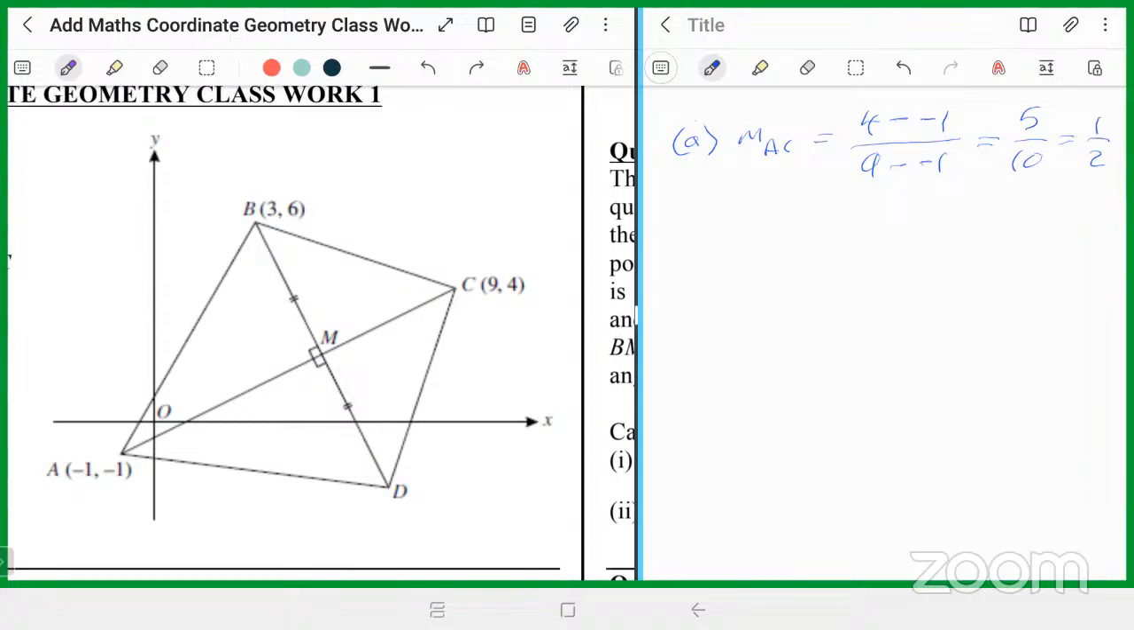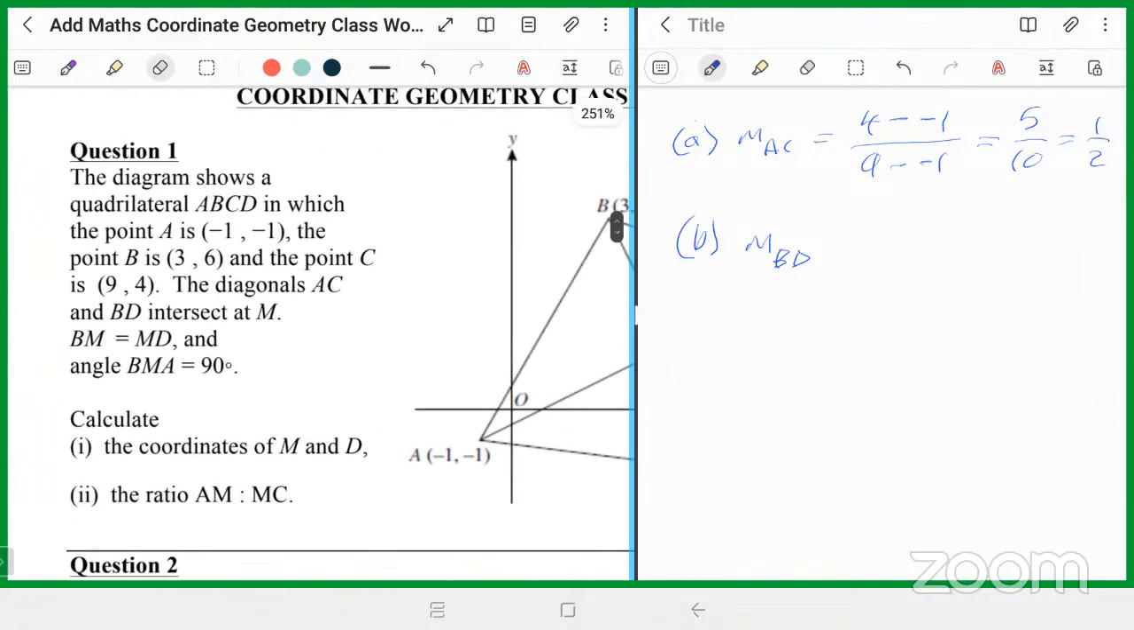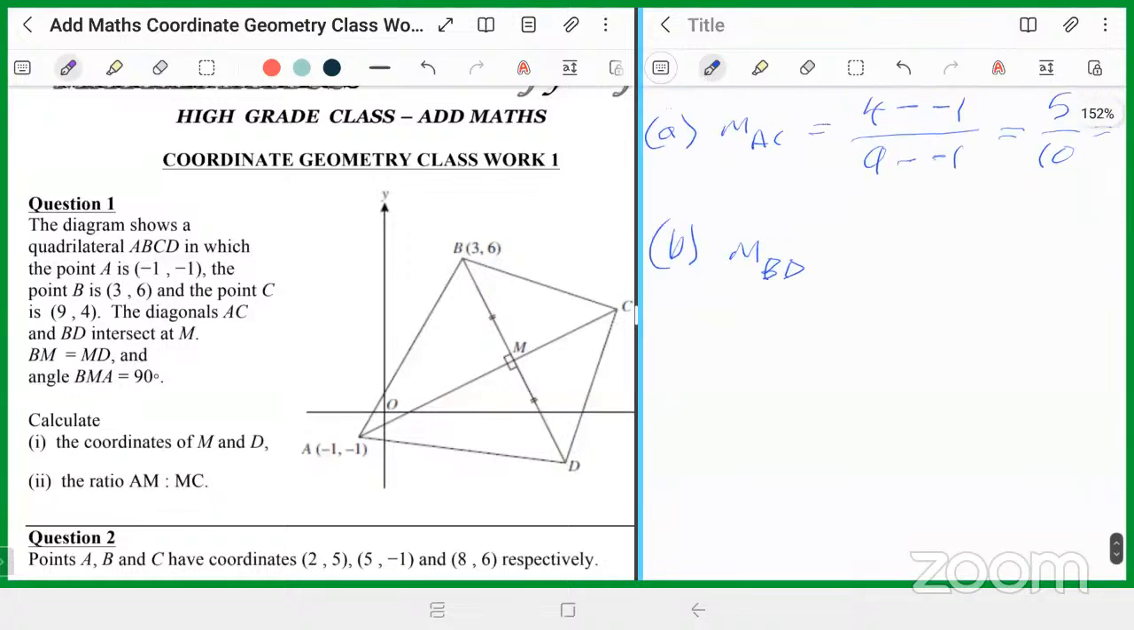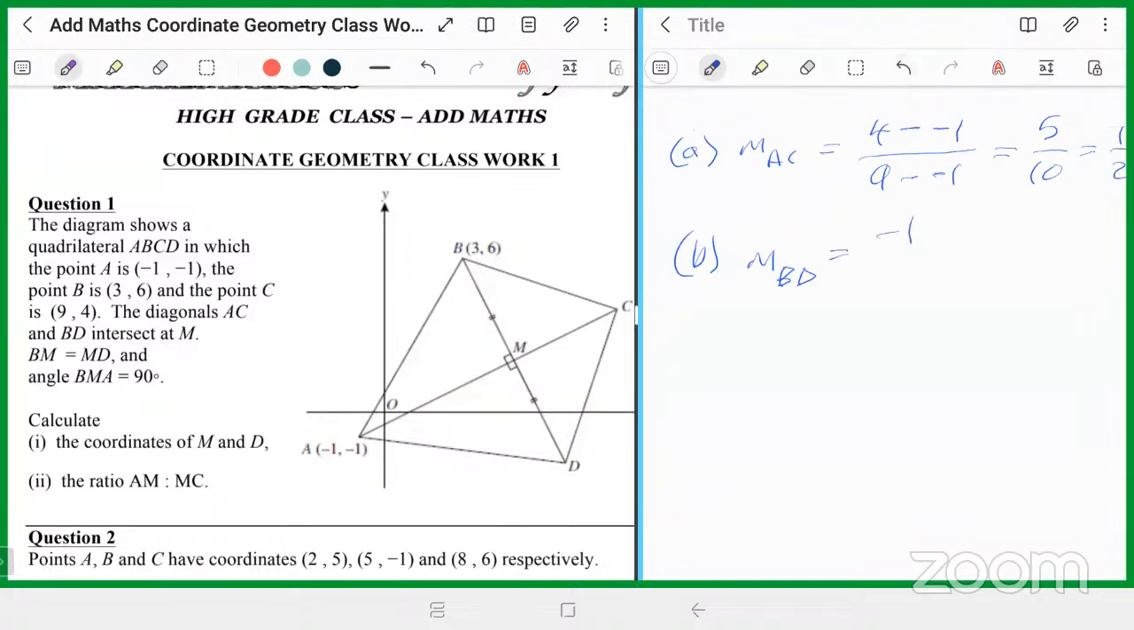Then part B, you want the gradient of BD. We'll only have one point on BD, but we know that it is perpendicular. The question said it, right here: BMA is 90 degrees. So that means these two lines are perpendicular, so they have negative reciprocal gradients. So the gradient of BD is going to be -1 over the gradient of AC.